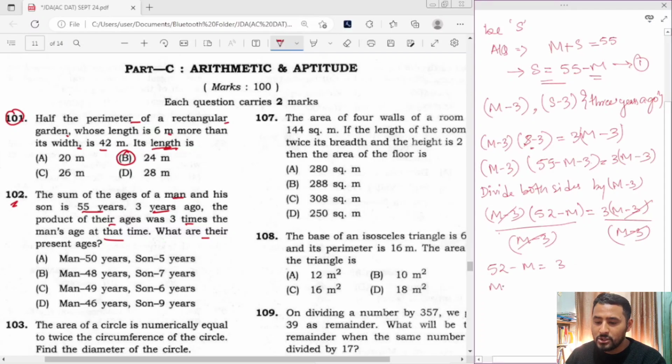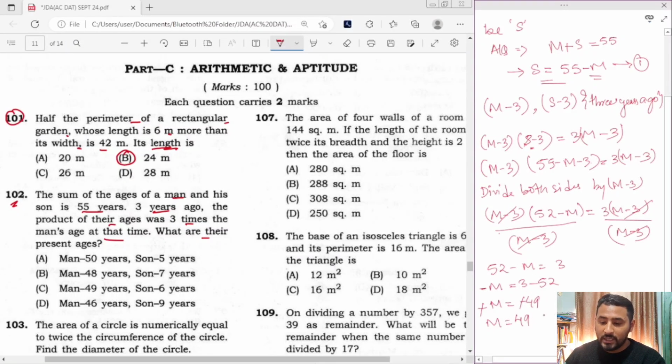So m will be how much? Minus m will be equal to 3. Bring this 52 to the other side, it will be minus 52. So you can write this, see, this will be minus m is equal to minus 49. So cancel minus minus. We got the age of the man. M is equal to 49. Clear? This will be the age of the man.